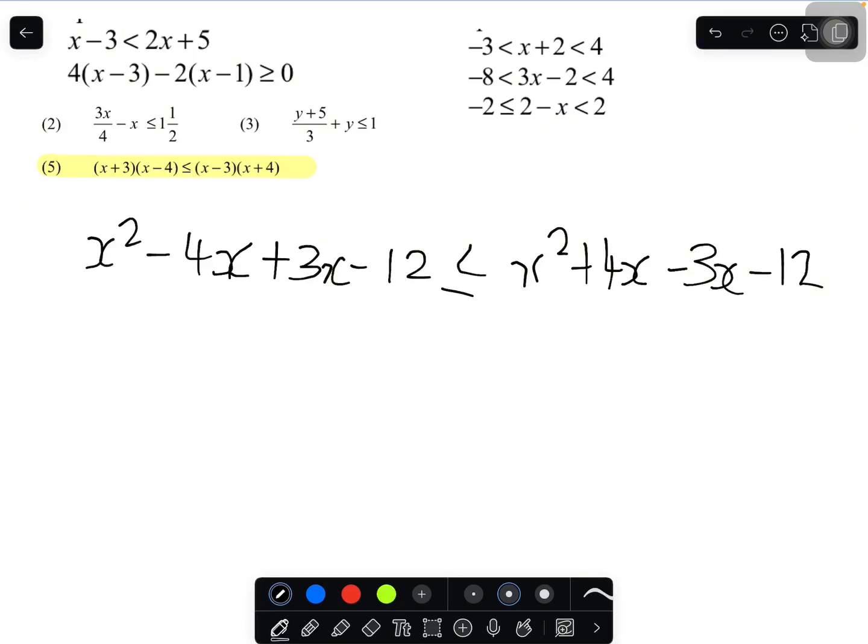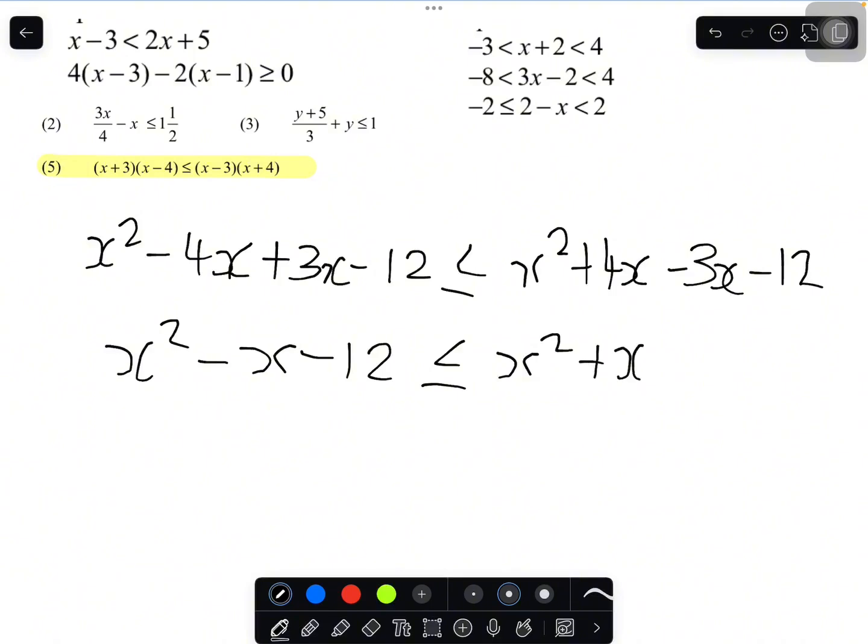Okay, and then I'm going to simplify both sides. I have x squared minus x minus 12 is less than or equal to x squared plus x minus 12. Now you'll see that when you bring these other terms over, this term here will cancel off with this term here. This negative 12 will cancel with this negative 12. And now what I'm left with is negative x less than or equal to x.